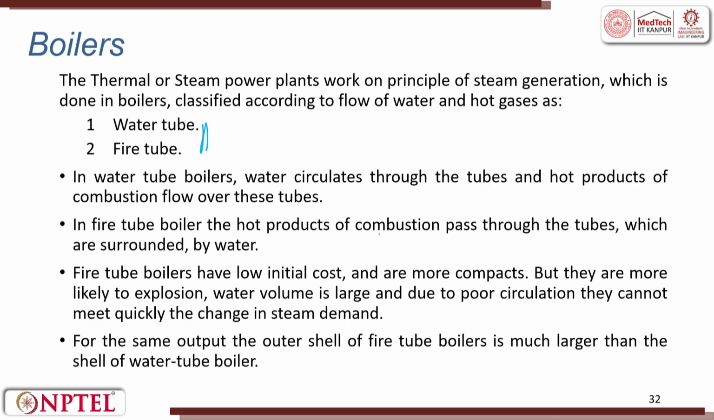In a fire tube boiler, the hot products of combustion pass through the tubes, which are surrounded by water. Fire tube boilers have low initial costs and are more compact. Here you use gas to flow through the tubes. But they are more likely to explode. Water volume is larger, and due to poor circulation, they cannot quickly meet changes in steam demand.